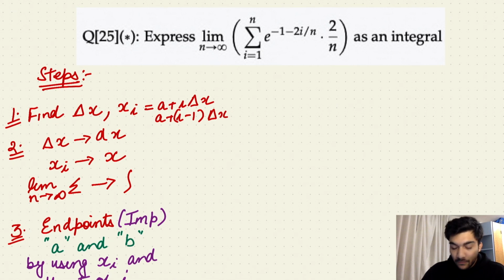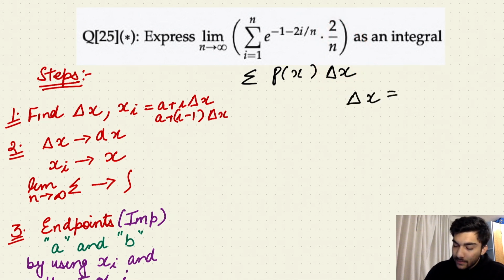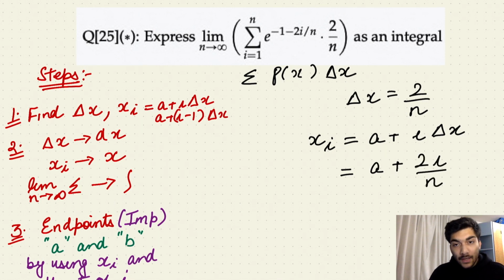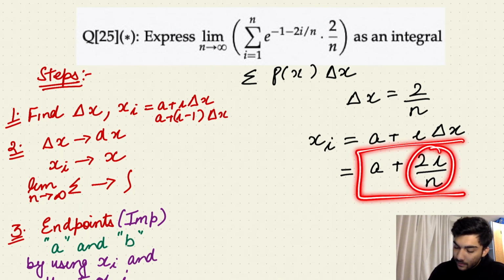Now my first step is to identify delta x and find my xi with respect to my delta x. If I write a general representation of a sigma notation for a Riemann sum, by comparison I can see that my delta x should be 2 by n in this case, and based on this delta x I have to find my xi. A general expression for xi is a plus i delta x, and since I already have my 2 by n, my xi should follow this pattern, a plus 2i by n, right?